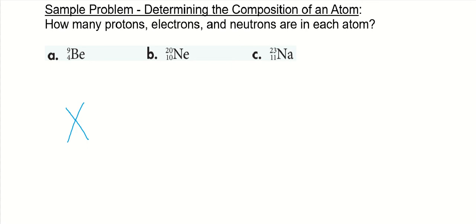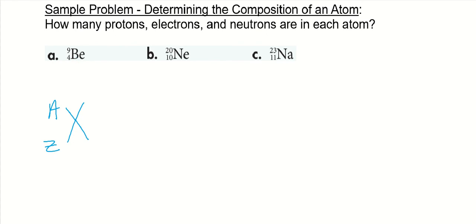This is your chemical symbol, and you have your atomic number down here in subscript, and then you have your mass number up here in superscript. If there's a charge, plus or minus, it would go up here. None of these are ions, so these are all neutral. Let's do this. The atomic number will tell you the number.